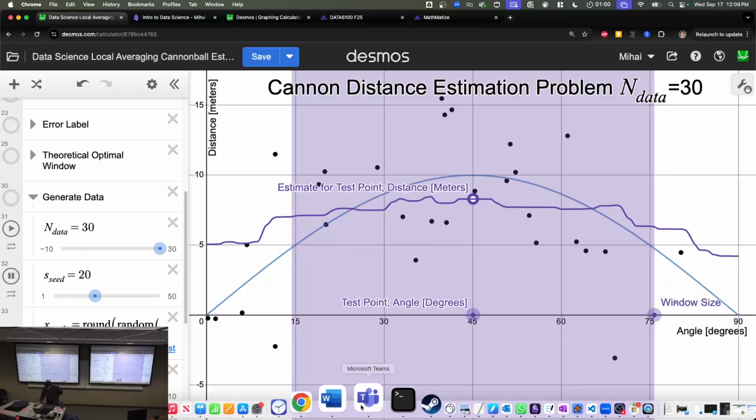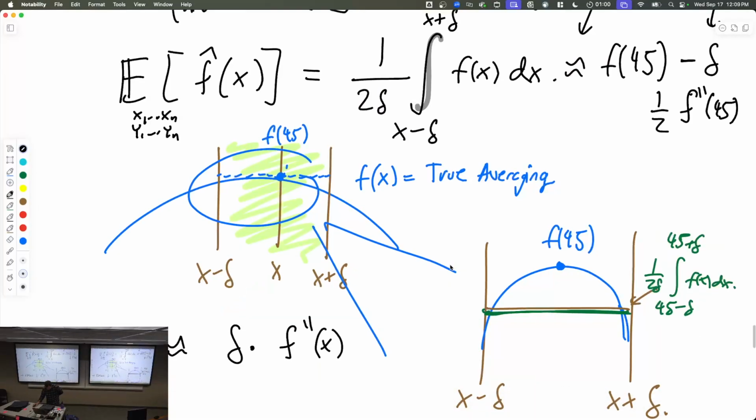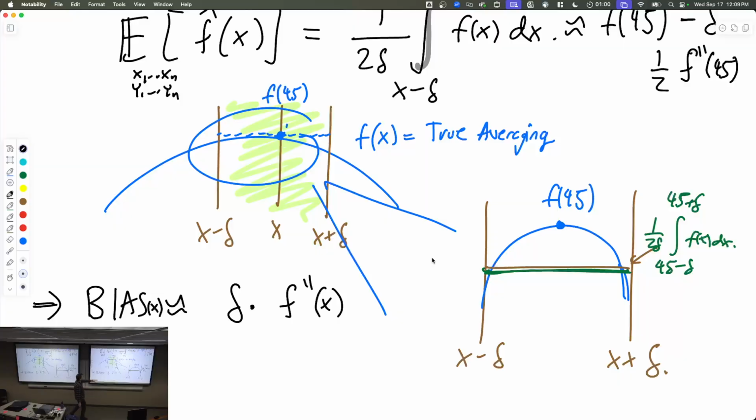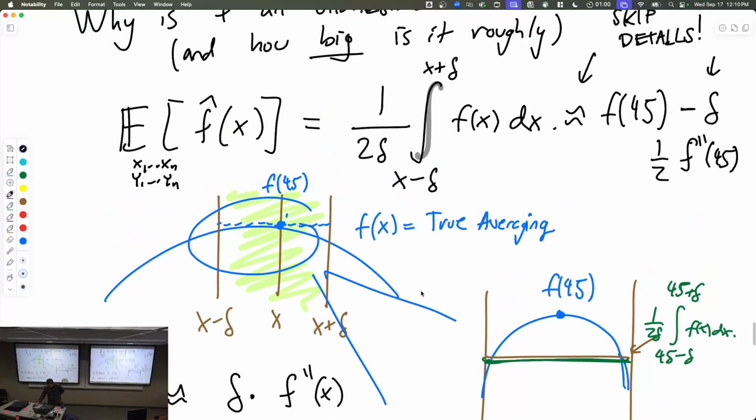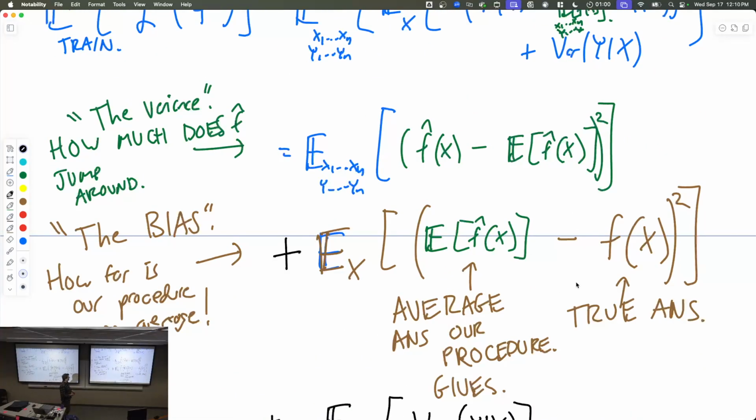Why is that important? Well, the bias is like delta, and therefore the bias squared is like delta squared, f double prime of x squared. Okay, so that's the bias at the point x. It's going to go like delta squared. This is great because if we know how big the bias is roughly, then we can minimize the bias and the variance.